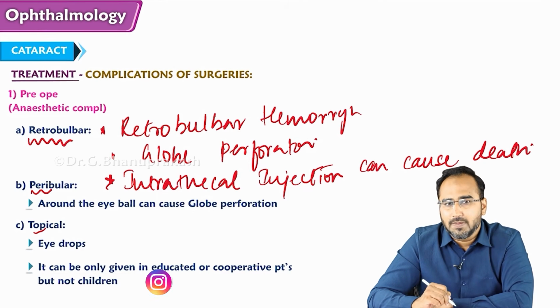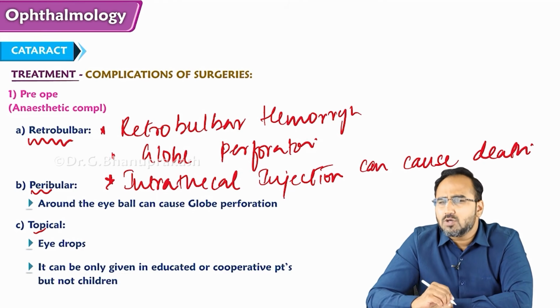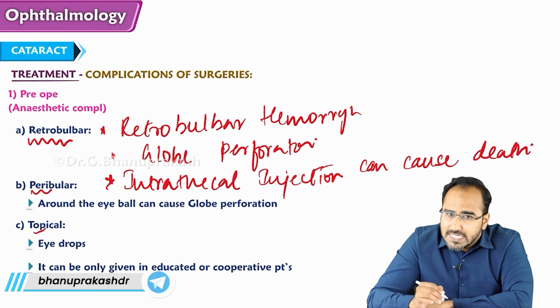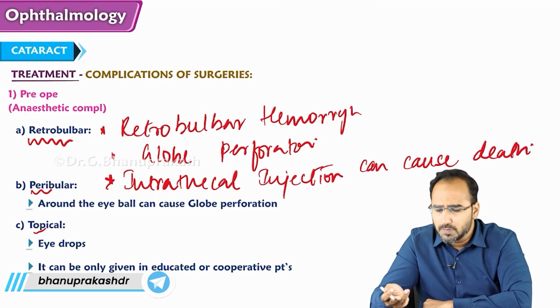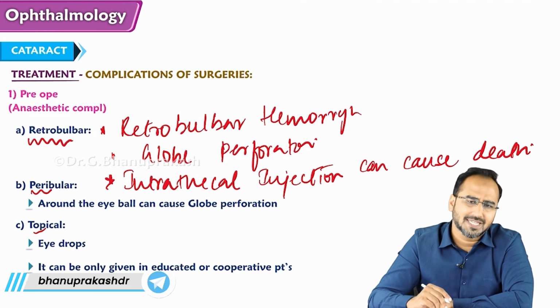Next is peribulbar. If you give anesthesia to the eye by peribulbar route, then what could happen, guys? Again you can cause damage to the globe. Globe rupture or globe perforation can happen.